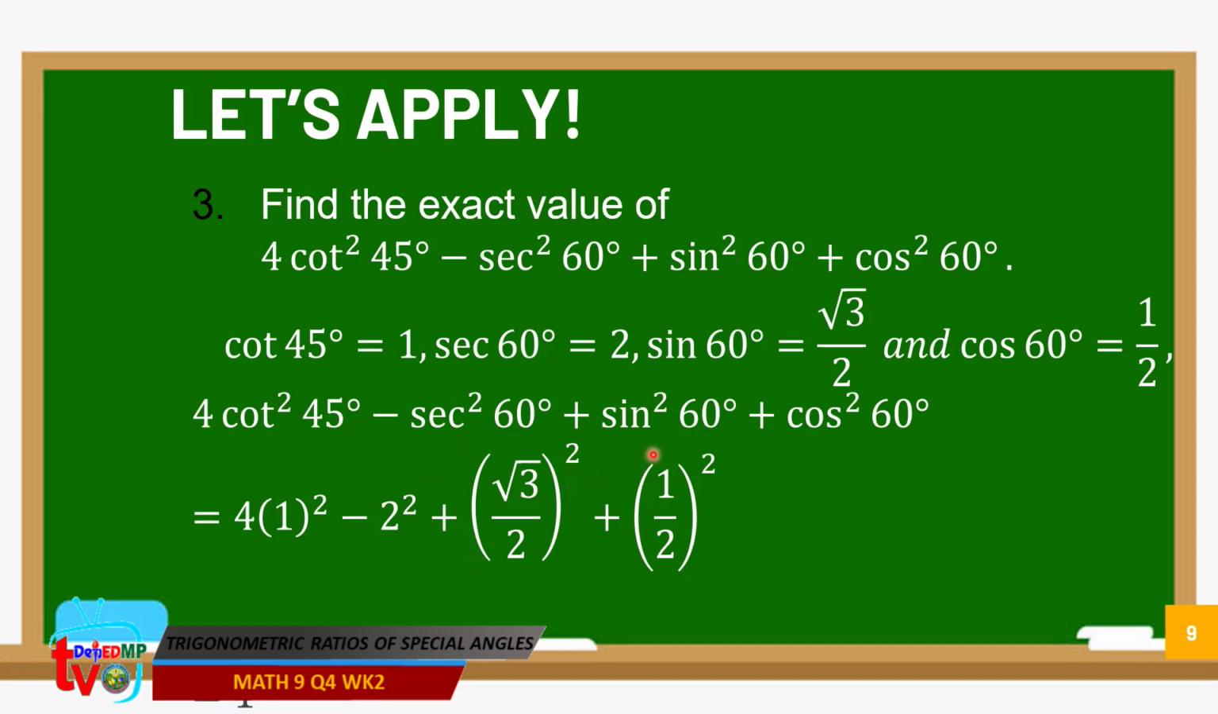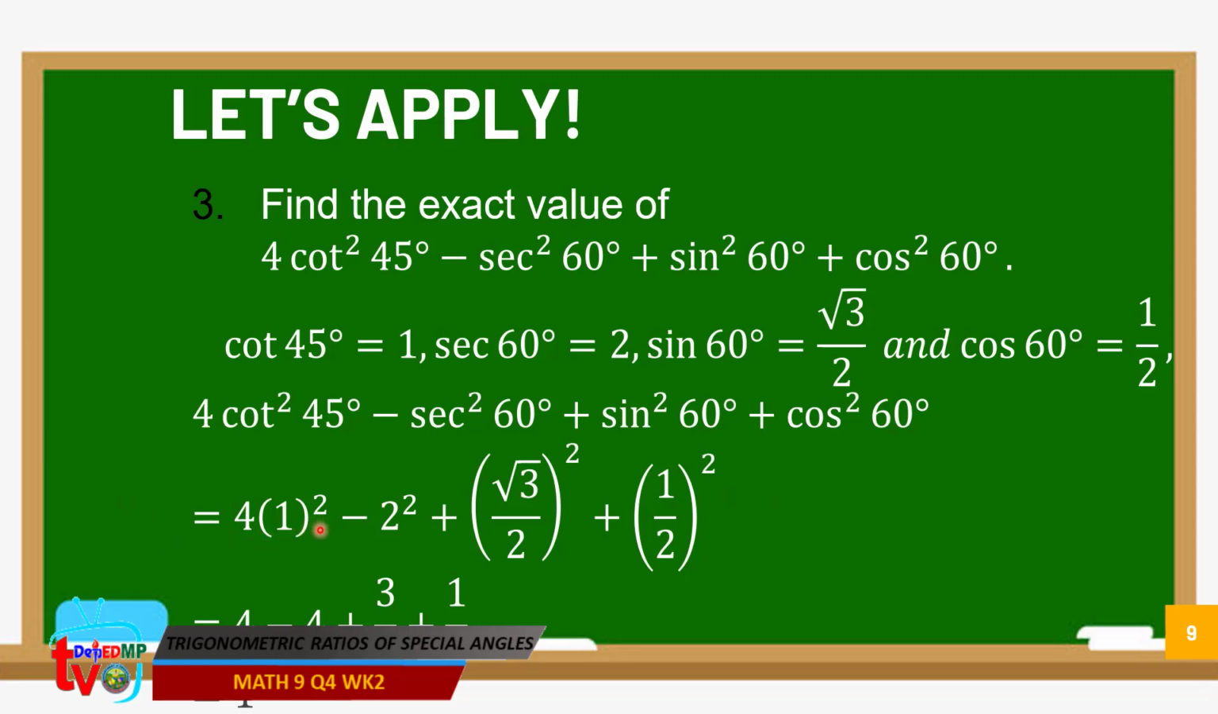Next, plus sine 60 degrees squared. So we have square root of 3 over 2, the quantity raised to 2. And lastly, cosine 60 degrees squared. We have here 1/2 as the value of cosine 60. So we have here the quantity 1/2 squared. And now let us simplify.